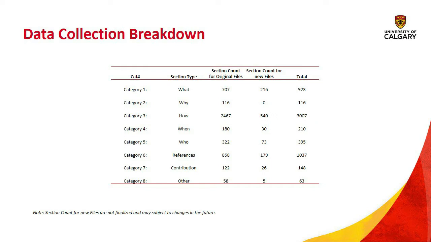Now, as you can see from the research paper, the classifier is divided into 8 categories, where category number 1 is what, category 2 is why, category 3 is how, category 4 is when, category 5 is who, category 6 is references, category 7 is contributions, and category 8 is other.